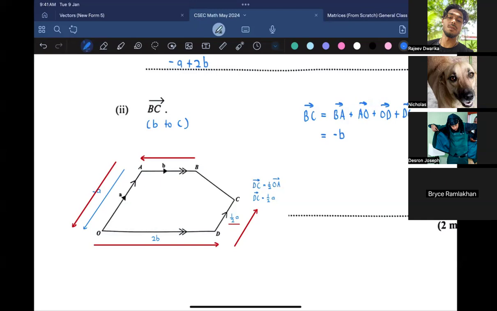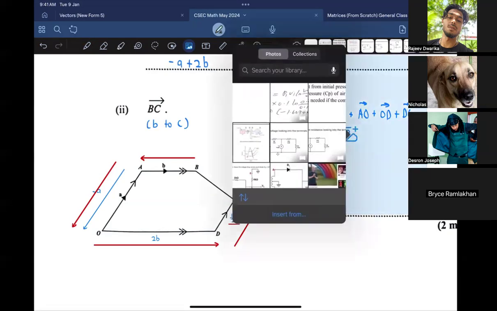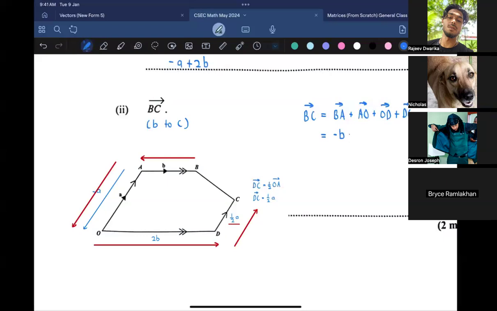What next? Now you're taking negative A, right? So I'll put negative A. I'll just put negative A. Okay, right? What else?